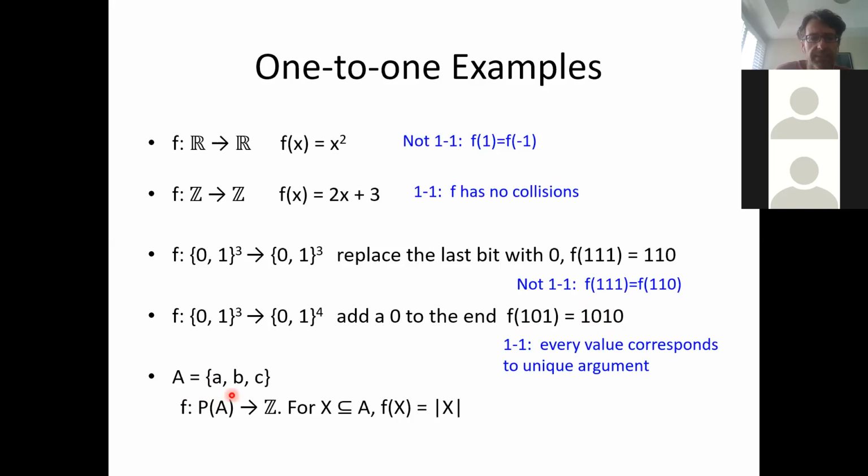Or take a set A and let f be a function. What is this function? It's a function whose domain are elements of the power set of A. In other words, they are subsets of A. And to every subset of A, it assigns an integer, namely its cardinality. So it's a function that maps subsets of A into their cardinalities. Does this function have collisions? Yes, because every singleton will be assigned the same cardinality, 1. And every subset of 2 will have the cardinality 2, and there are many of them.